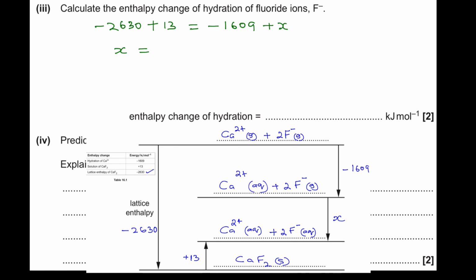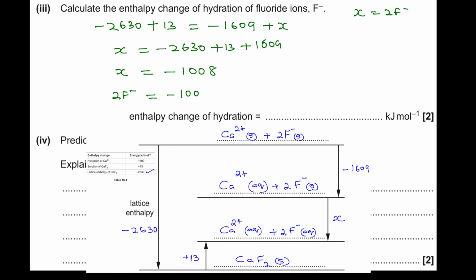It's the left hand side and the right hand side. Make X the subject, which means I'm going to get -2630 plus 13, then plus 1609. X will be equal to -1008, and because X is 2F, that will be equal to -1008. What would the F be?